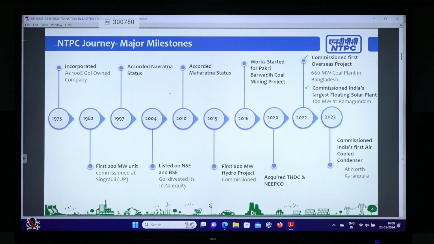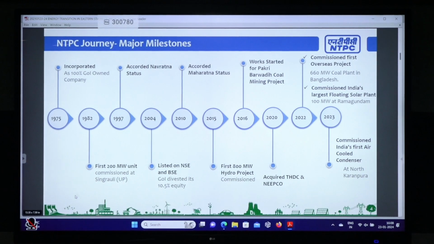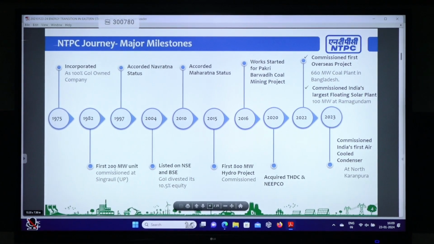Okay. So we need energy. Next. This is how our journey started. On 7th November 1975 our journey started. The first unit of 200 megawatt was added on 13th February 1982. So we celebrate that as a conference also on the 13th of February.